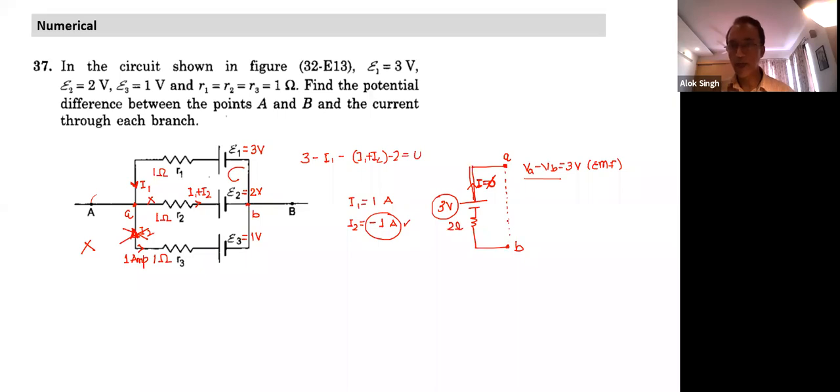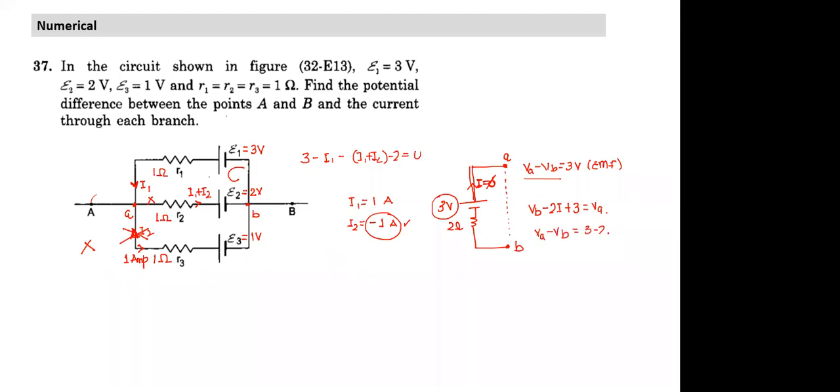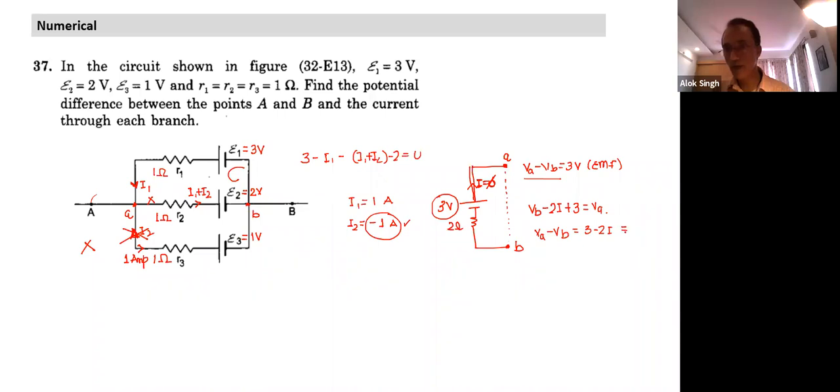So if I calculate the potential difference between VB and VA, I start from VB. VB minus 2I plus 3 is equal to VA. So what is VA minus VB equal to? 3 minus 2I. But VA minus VB gives 3. So what is the value of I? It comes to 0.